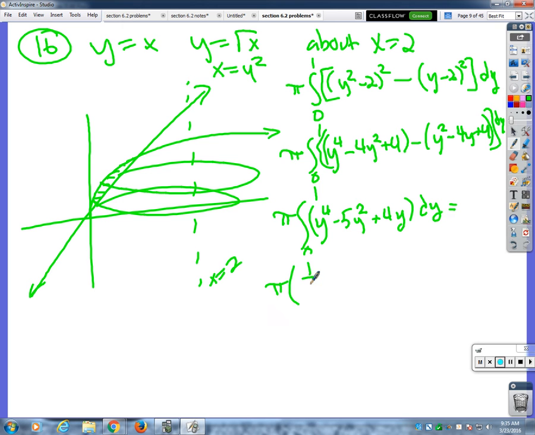Okay, so 1/5 y to the 5th minus 5/3 y cubed plus 2y squared, and that's from 0 to 1. Okay, I love it when it's 0 to 1 because when you plug in 1, it's just all of the fractions.